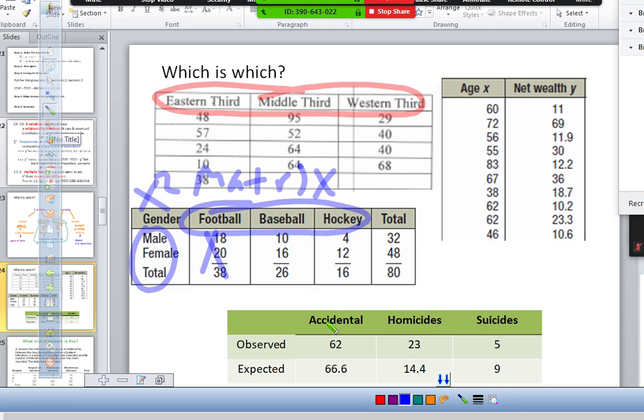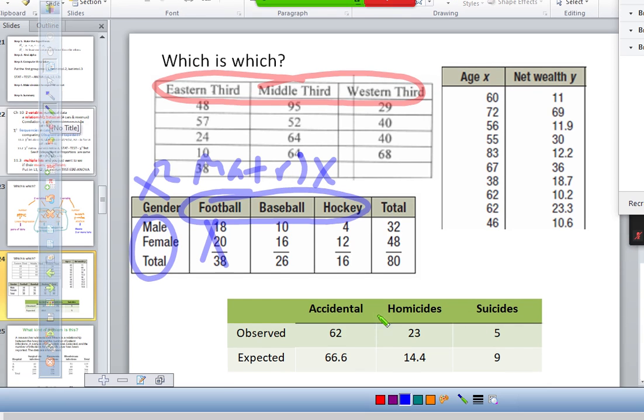Chi-squared matrix. Okay, and then how about the last one, the bottom one? What's that one?